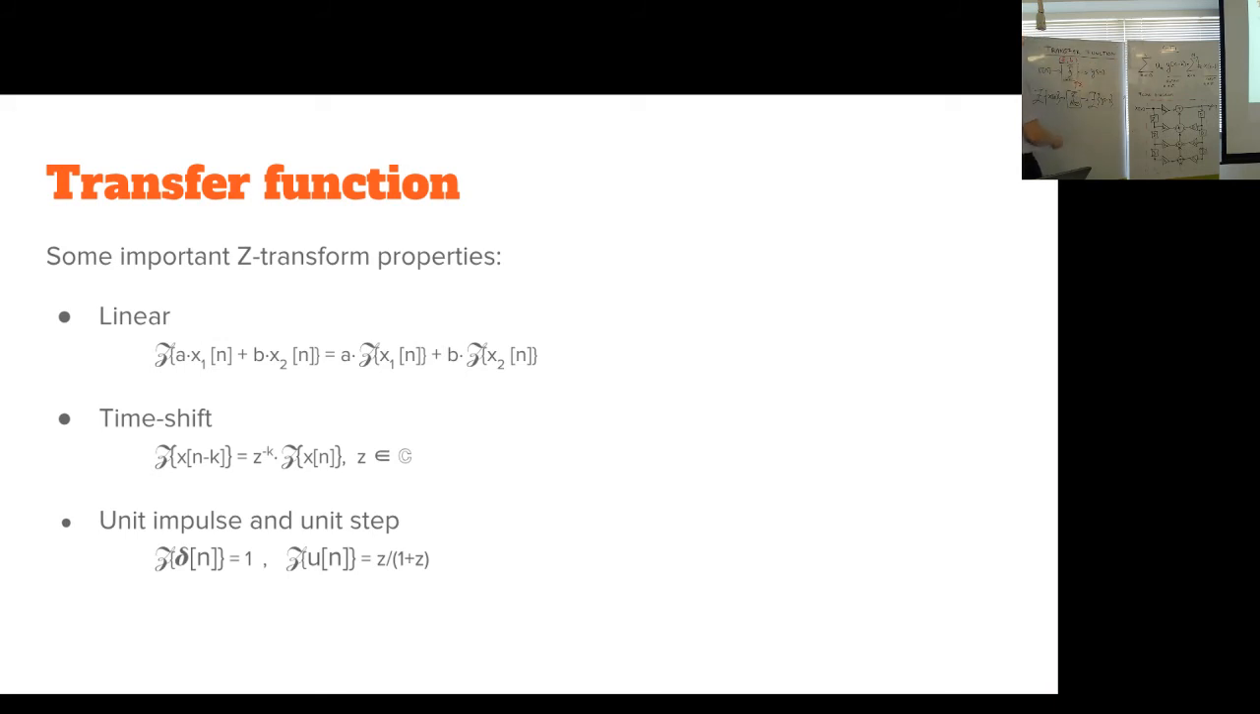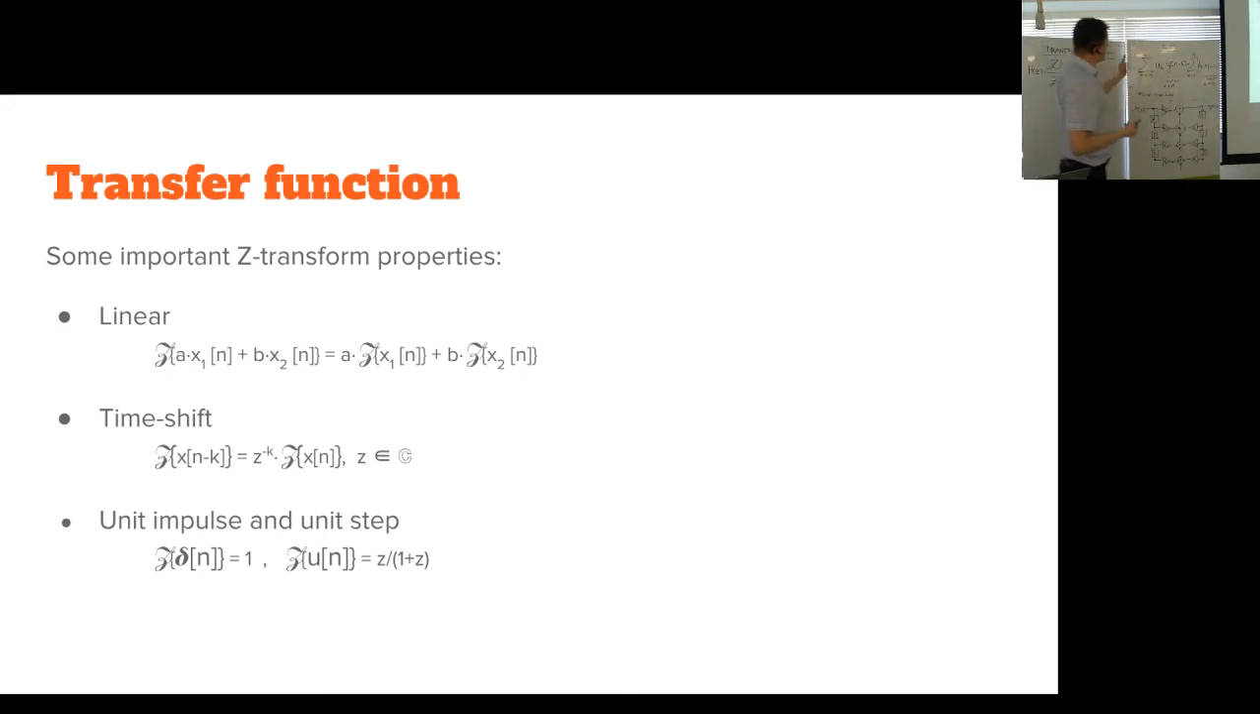So those are the important Z transform properties that can be used in order to find the H of Z. Remember, the H of Z now actually is the Z transform of the output divided by the Z transform of the input. Yes, because you get the output by multiplying the transfer function with the input.